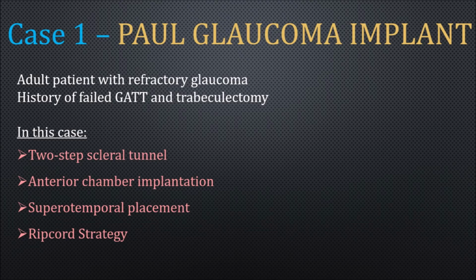This is a Paul Glaucoma Implant case in an adult patient with refractory glaucoma with a history of failed GAT and trabeculectomy. Given the previous surgeries, this was a complex secondary tube procedure.